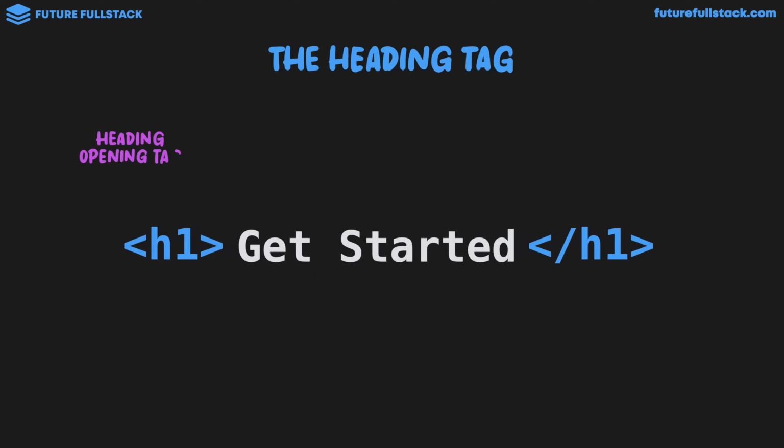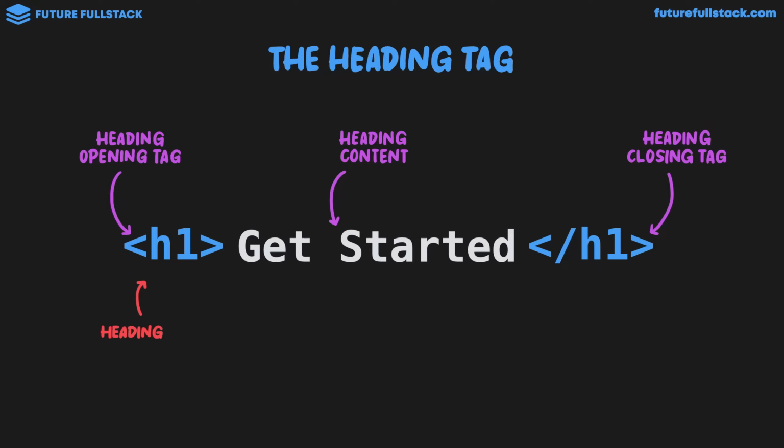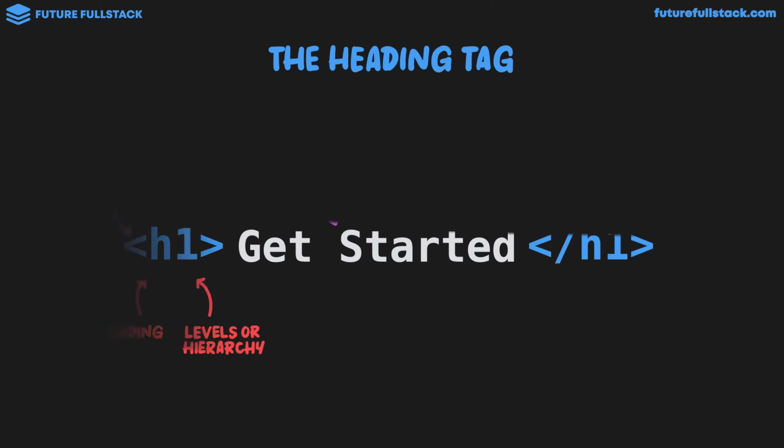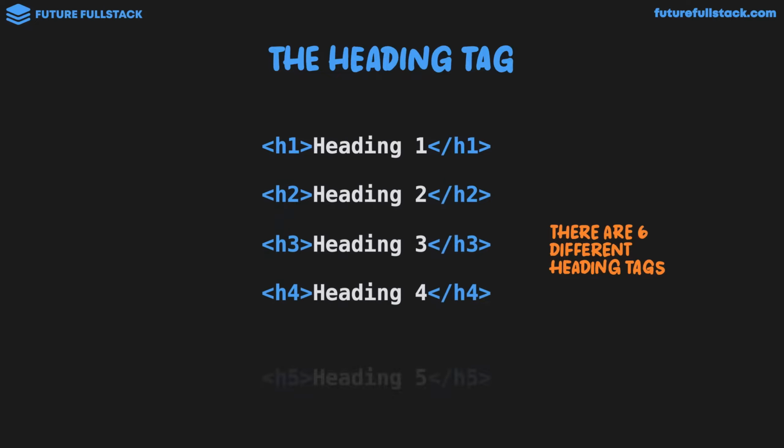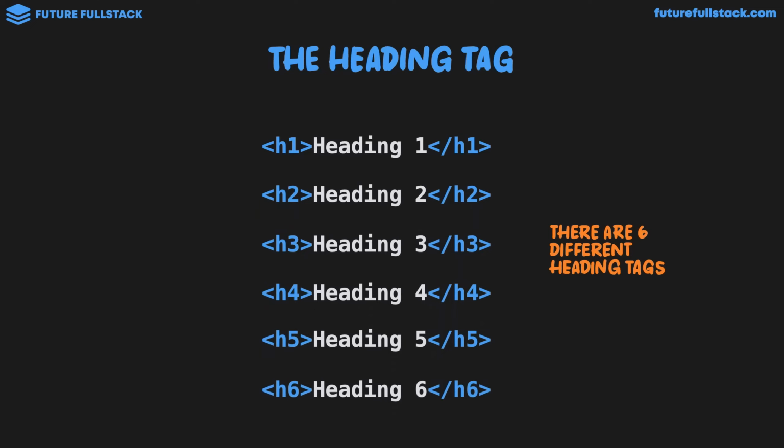We have the heading opening tag, the heading closing tag, and the heading content, get started, which these tags wrap. Looking more closely at the heading tag, the letter H stands for heading, and the number is the number of levels or hierarchy. So what exactly do we mean by levels or hierarchy? In HTML, there are 6 different heading tags. They are H1, H2, H3, H4, H5, and H6. Let's have a look at these inside VS Code.